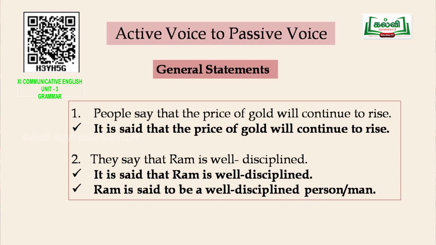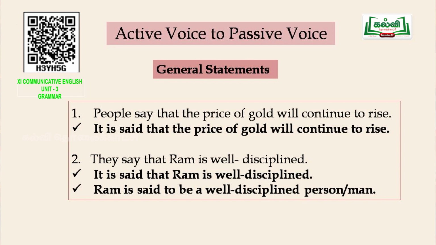Next sentence. They say that Ram is well disciplined. Again same logic, same structure, same formation. They say it. They say something. So, you got two answers in this type. They say it. It is said. Again by them can be omitted. It is said. So, second part can be retained. It is said that Ram is well disciplined.